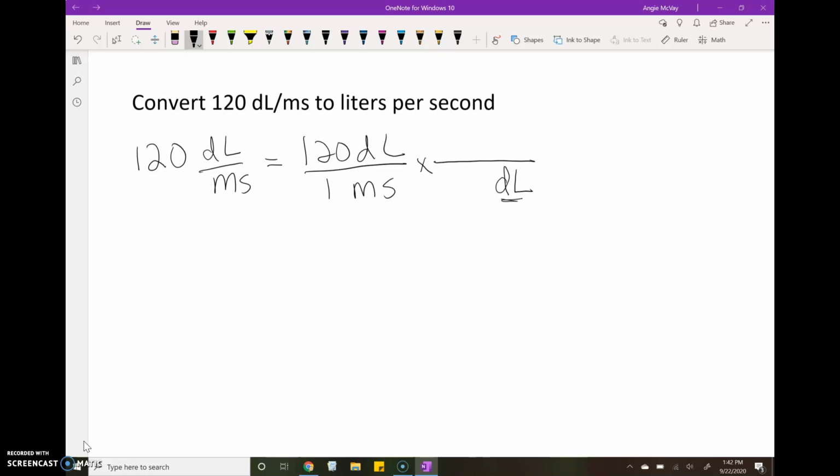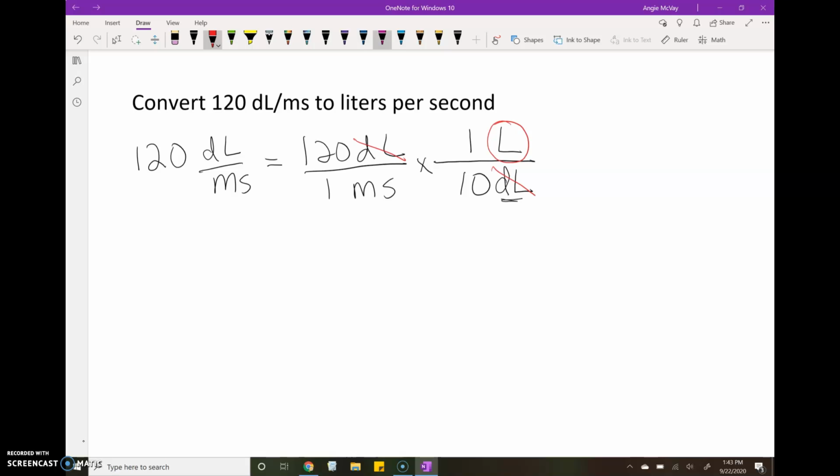Then we want to convert this to liters. For every 1 liter, that's our base unit, there are 10 deciliters, because 1 deciliter is 1/10 of a liter. With this conversion, our deciliters cancel out, and we have the desired unit in the numerator of our fraction.